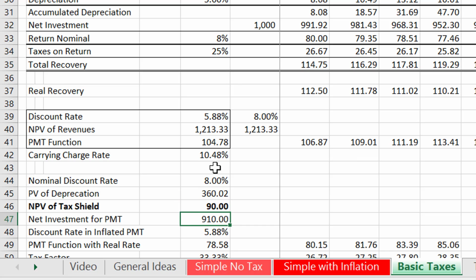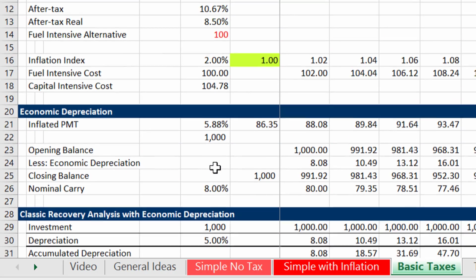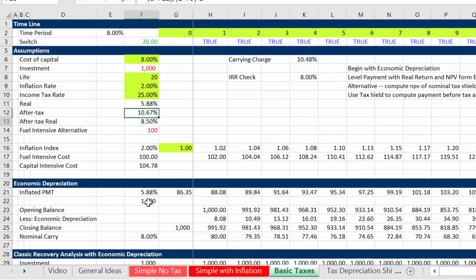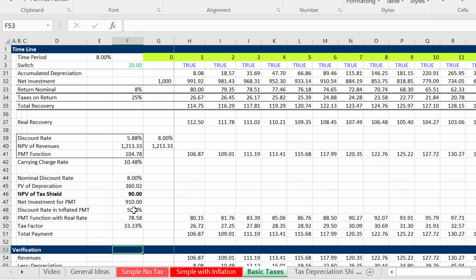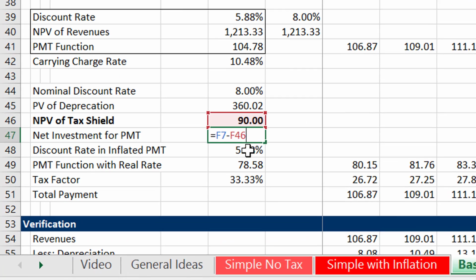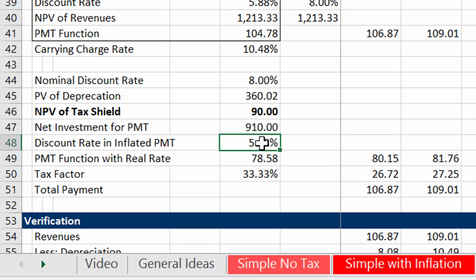Okay. And then you say, okay, well, let's take F7, and F7 was our total investment, and let's subtract the tax shield from that. So take away the tax shield. That gives us our net investment that we have to recover. That's the key. Okay. And that net investment, then you use the real rate.